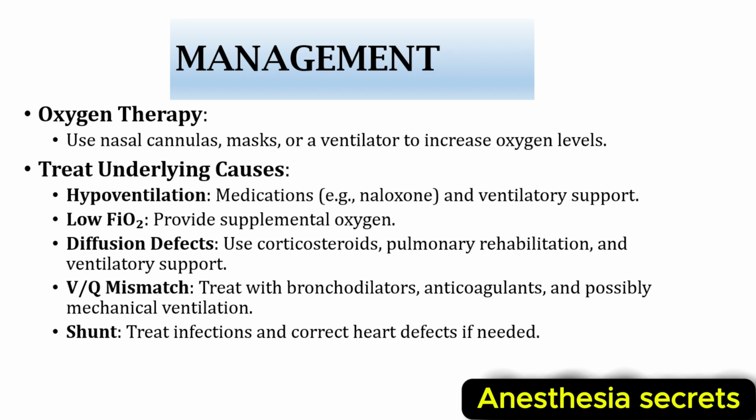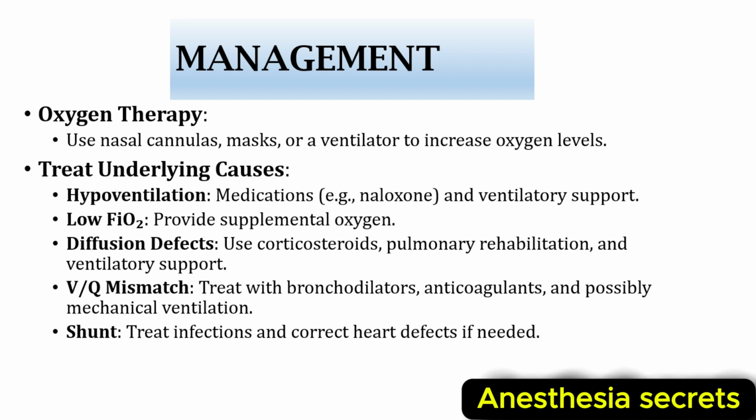For hypoventilation, address with medications like naloxone for opioid overdose and ventilatory support. For low FiO2, for example, at high altitude, you have to provide supplemental oxygen. For the diffusion defect, like pulmonary fibrosis or ARDS, you can use corticosteroids or pulmonary rehabilitation and ventilatory support in severe cases.